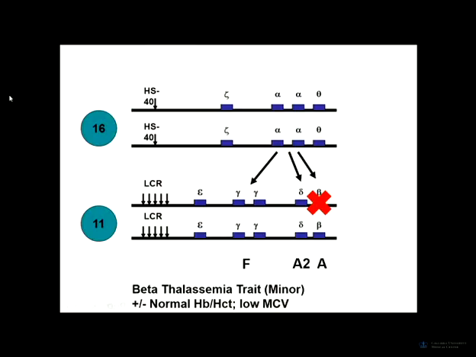On the other hand, beta thalassemia, there's only 2 functioning beta genes, so you either have both working, one working, or none working. Beta thalassemias are usually not deletions, they're usually mutations which affect the function of the beta gene. And with beta thalassemia trait, again, like alpha thalassemia trait, you have a normal hemoglobin and hematocrit, but you have a low MCV and you have a normal RDW.